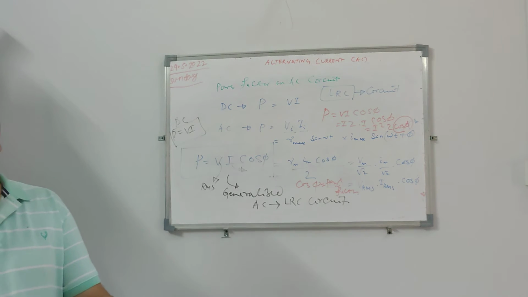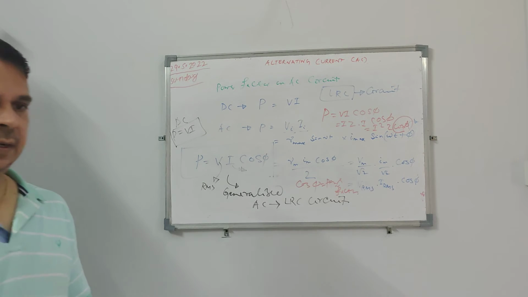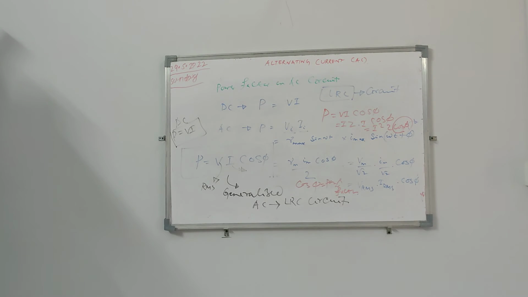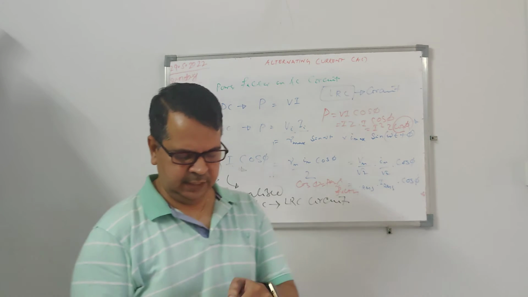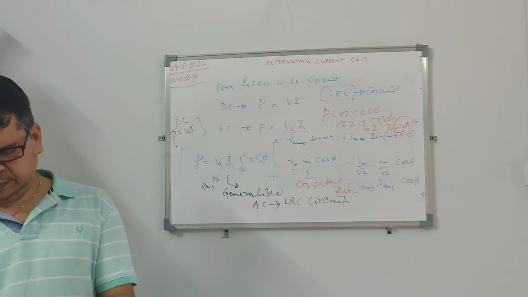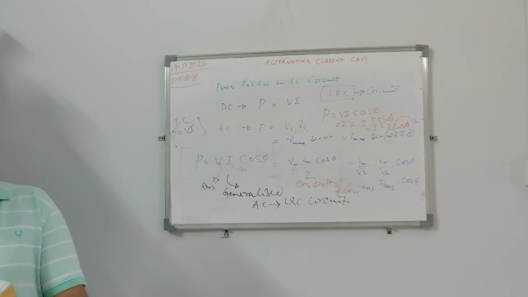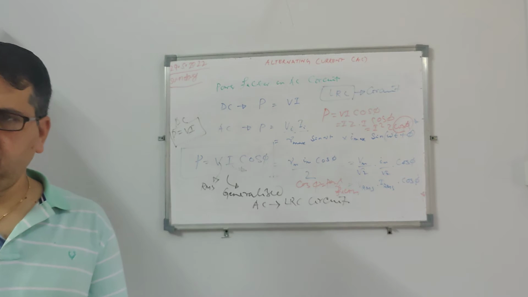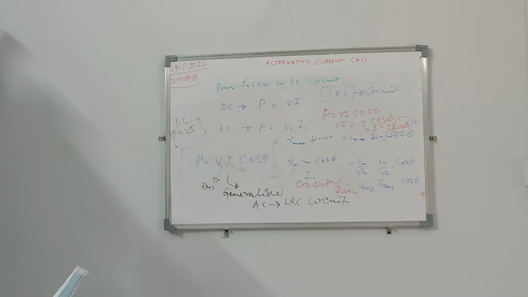In a resistive circuit, if the circuit contains only pure R, then phi is equal to 0 and cos phi is equal to 1. There is no phase difference there. Then in a purely inductive and capacitive circuit, that is called wattless current.